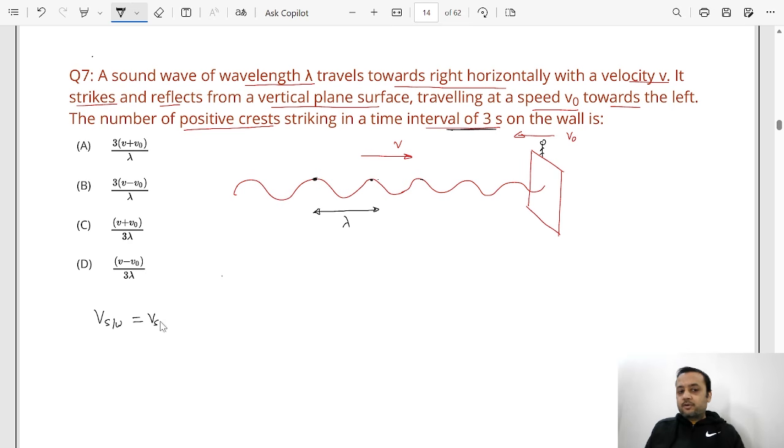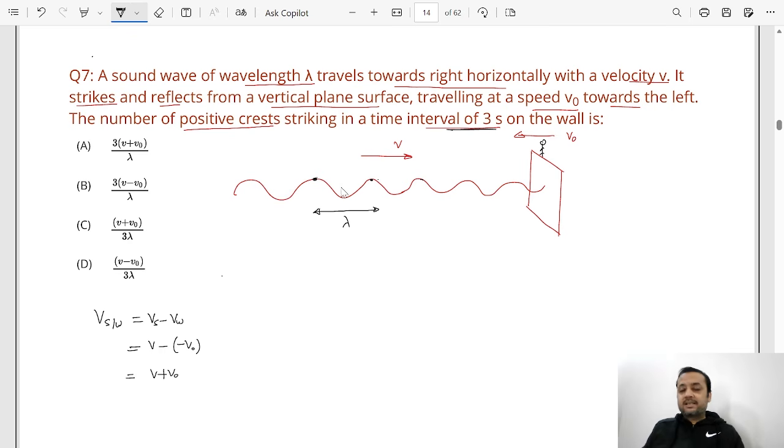That will be velocity of sound minus velocity of wall. Now velocity of sound is positive v, minus velocity of wall is negative v naught. That means this will become v plus v naught. Hence we can say that for this black man, this sound is actually approaching towards right at a speed of v plus v naught.